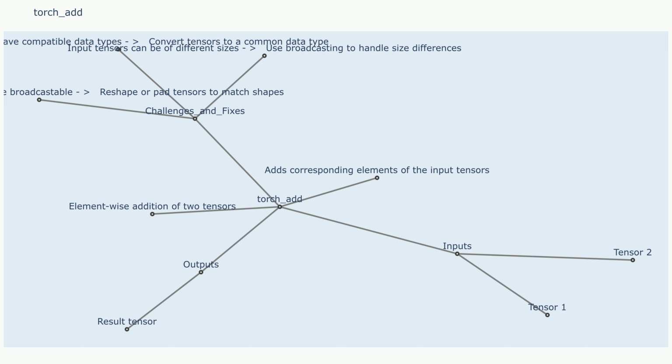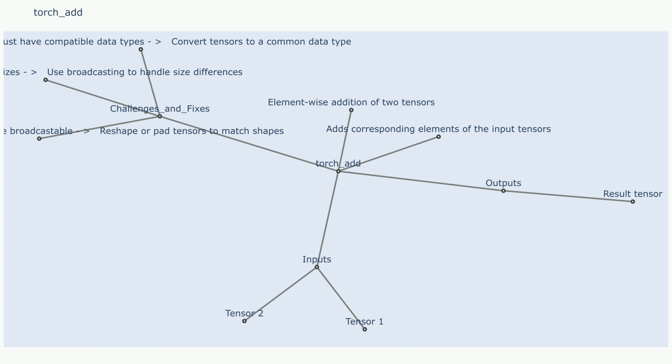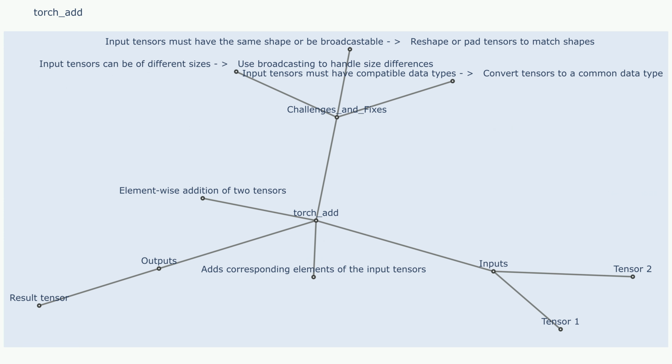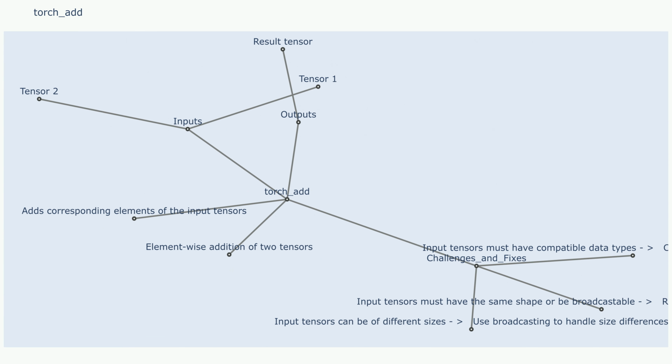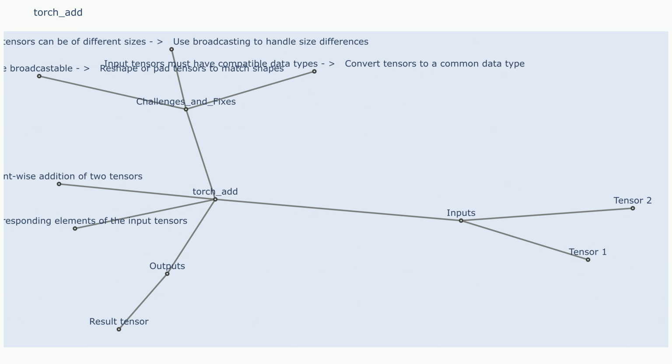Torch.add. Description. The torch.add function in PyTorch performs element-wise addition between two tensors. Inputs. Input 1, the first tensor, which can be any valid PyTorch tensor. Input 2, the second tensor, which must have the same shape as the first tensor or be a scalar. Outputs. Output 1, a tensor with the same shape as the input tensors, containing the element-wise sum of the input tensors.